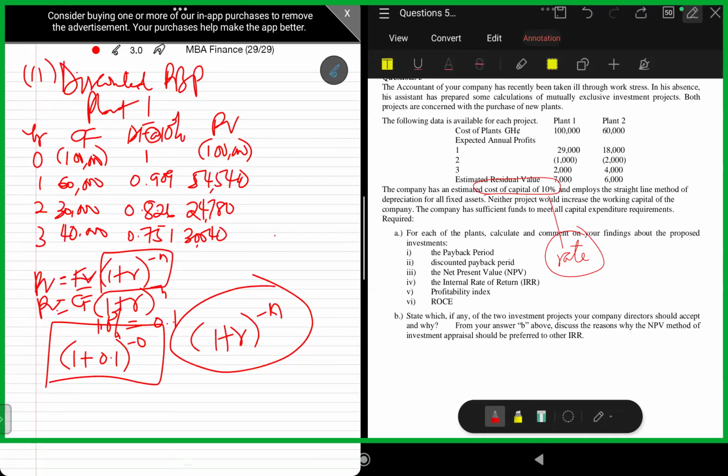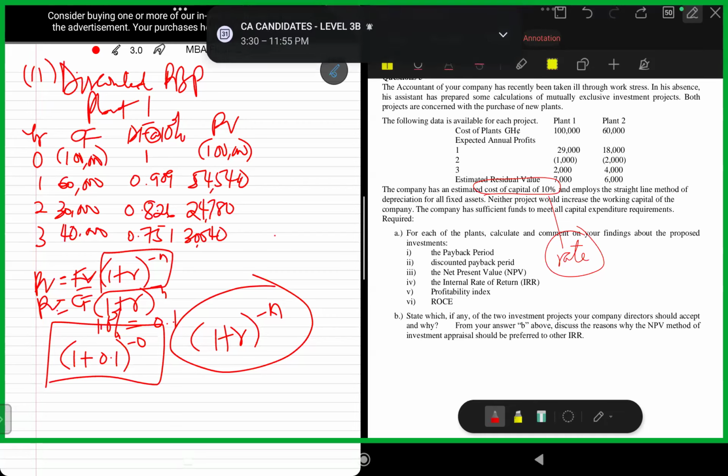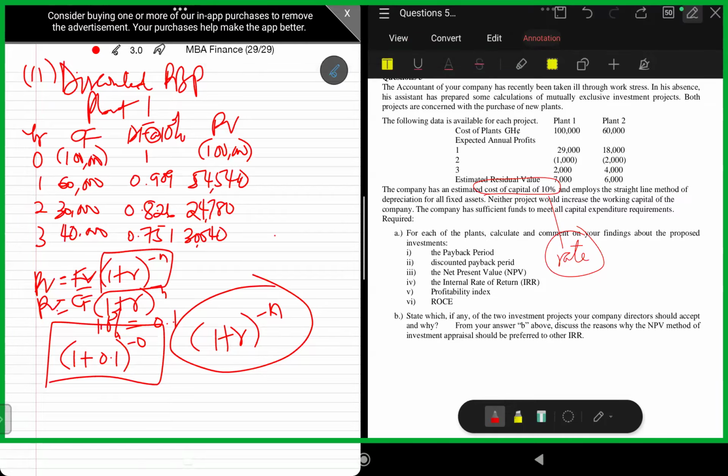So you will see that the PV, the present value of year one, is 54,540. It is less than the cash flow of 60,000. Why? It's because of the discount factor. The discount factor has reduced it from 60,000 to 54,540. You understand it? Present value is the value now. Cash flow is the future value, the value in the future.